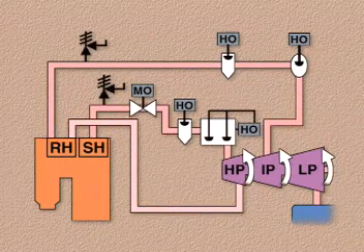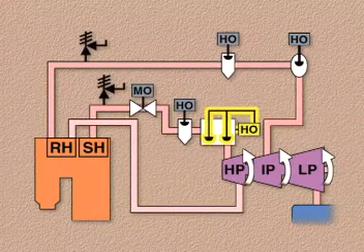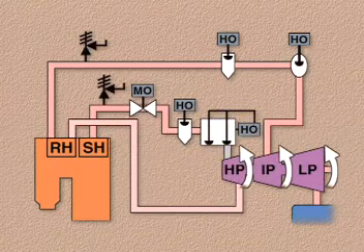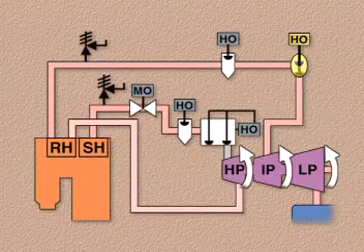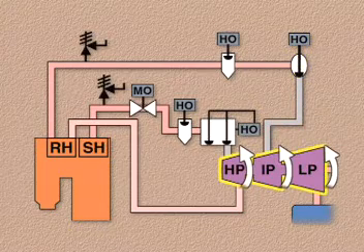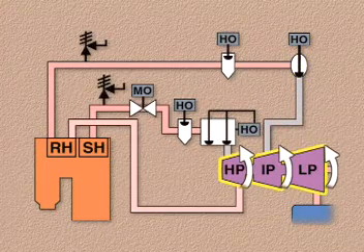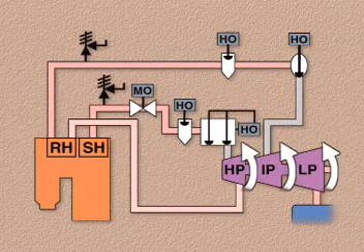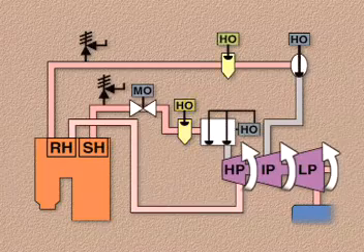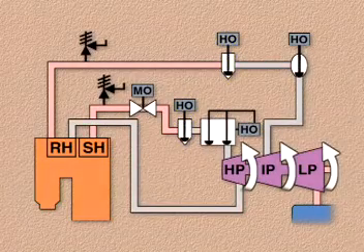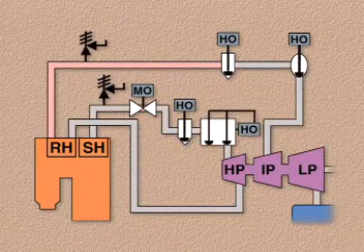When turbine speed increases, the turbine control valves close. If the speed continues to increase, the intercept valve closes to reduce the flow of steam to all three sections of the turbine. If turbine speed still continues to increase, the main steam stop valve and the reheat stop valve trip closed completely, which stops the flow of steam to the turbine.